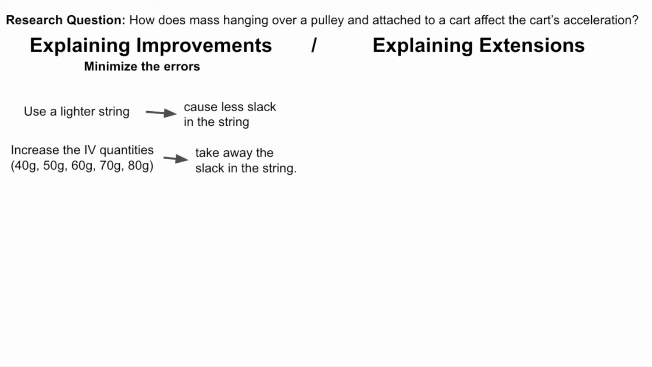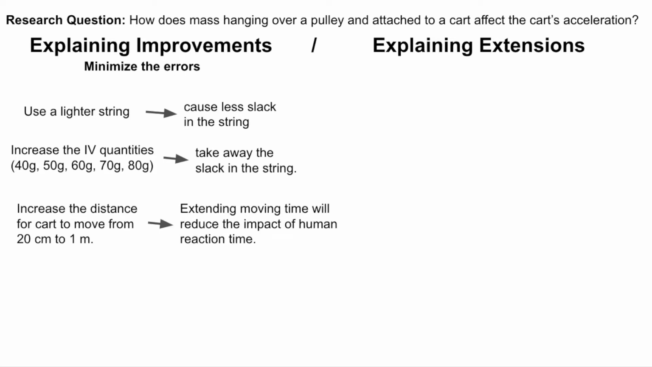One thing you might think about is that increasing the mass is going to make the cart accelerate faster. That's what we found in the experiment. So increasing the independent variable without making any other changes is going to cause a problem. It's going to make reaction time even harder to deal with because the cart will be accelerating very quickly. So one improvement we could make to help us deal with that is to increase the distance that the cart moves from 20 centimeters to 1 meter. That gives us a lot more time to prepare, and it will reduce the impact of our reaction time.